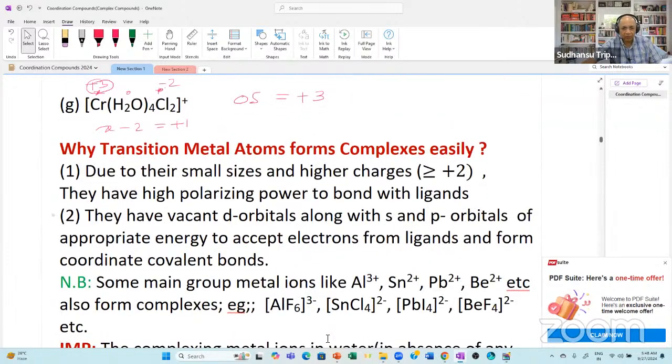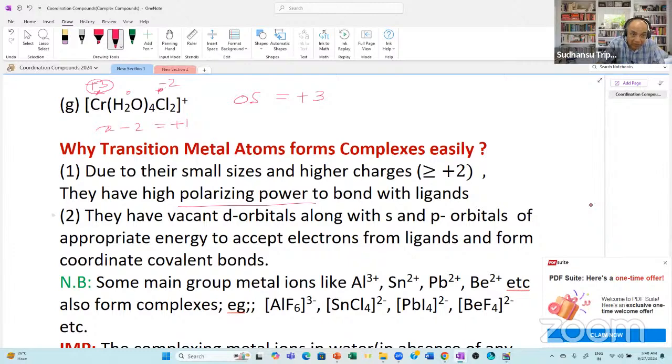Now, a question sometimes comes in the examination: why do transition metal atoms form complexes most easily? Because they have high charge, usually plus 2, plus 3, plus 4, plus 5. Therefore, small size. The more the plus charge, the smaller the size, and the more the polarizing power. According to Fajan's rule, it has more tendency to form covalent bonds, and in this case, coordinate covalent bonds.